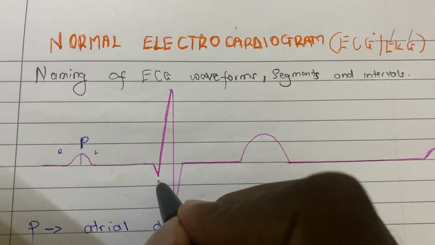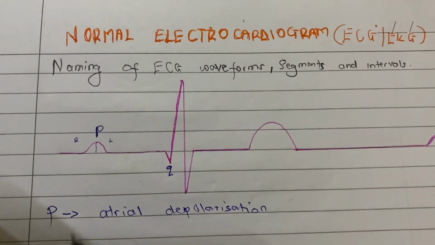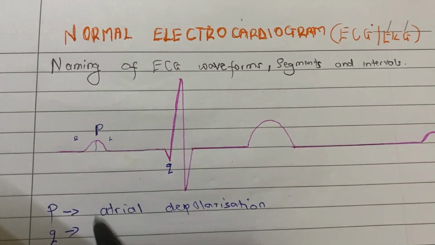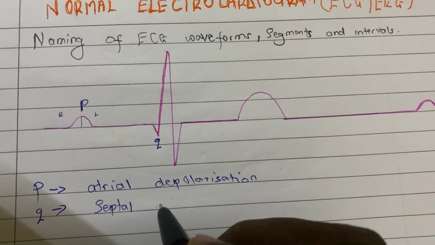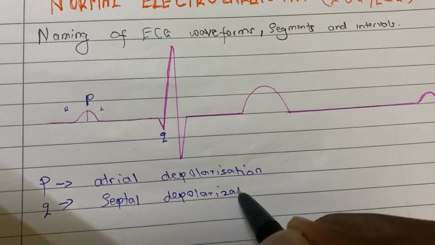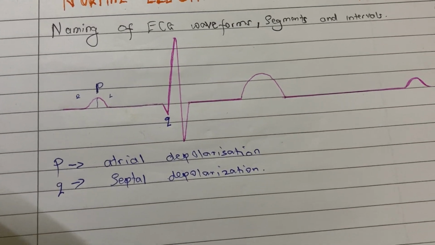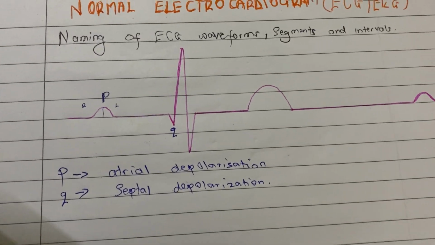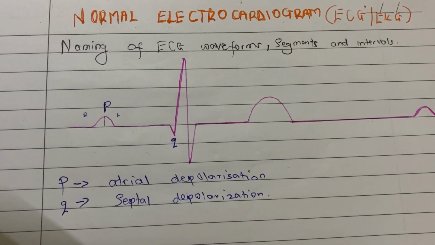Then the next one is the Q wave, small q. What does it represent? It represents septal depolarization. We are going to give its normals later because sometimes it is there and it doesn't represent septal depolarization.